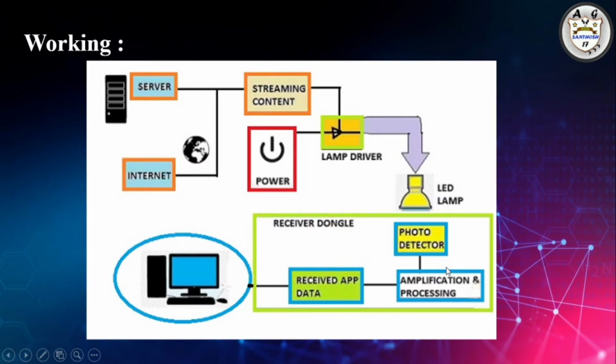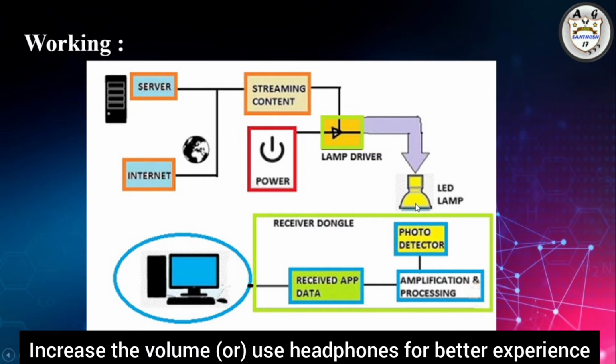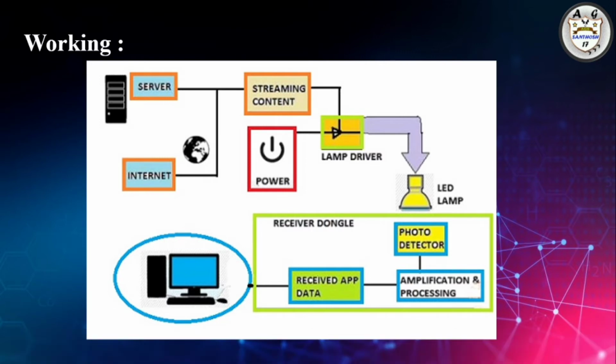Next, in working, first, the content is received from the server and internet and given to the lamp driver, which drives the current to the LED lamp. At the receiver side, the receiver dongle consists of a photo detector, which detects the light, and the data is received by the receiver. As we all know, LED bulbs are semiconductors. Thus, the current supplied to the bulb is continuously modulated, that is, switched on and off at an extremely high rate, which is not visible to human eyes.